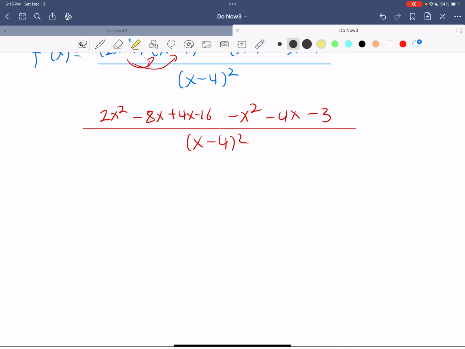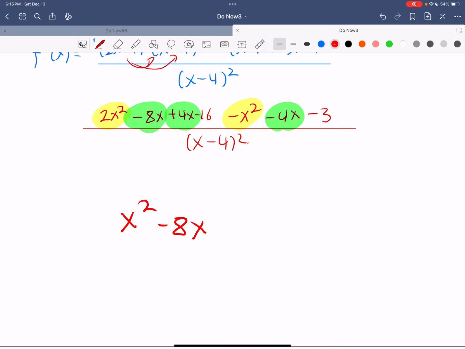Now let's do it. Which one can I combine with the 2x squared? Negative x squared. So 2 minus 1 is just x squared. What can I combine with the negative 8x plus 4x minus 4x? So here you go. Negative 8 plus 4 is negative 4. Negative 4 minus 4 is negative 8. Don't you dare say 0. Okay? And last, negative 16 minus 3 is negative 19, over x minus 4 squared.